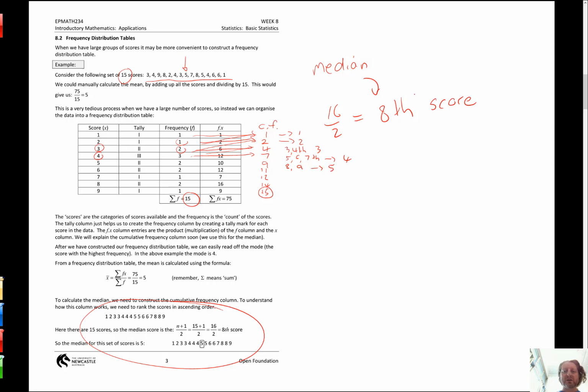I've already answered it. I wanted to know what the 8th score was. I don't need to keep reading the CF column. All I want you to do is go down and, I like to put a line here, it tells me that so far I've looked up to the 7th score, and the 5th, 6th and 7th scores were all 4s. What's the 8th score? Well, it must be the score after it, because the 8th and 9th scores were both 5. So again, that line tells me up to the 7th scores were the numbers ranging from 1 to 4. The next 2 scores, the 8th and 9th, must have been in this 5 category. Hence the median is 5.